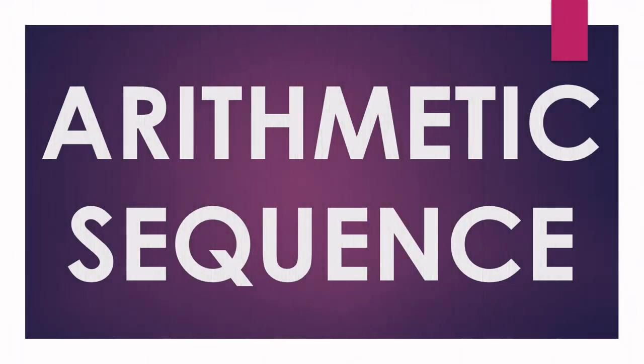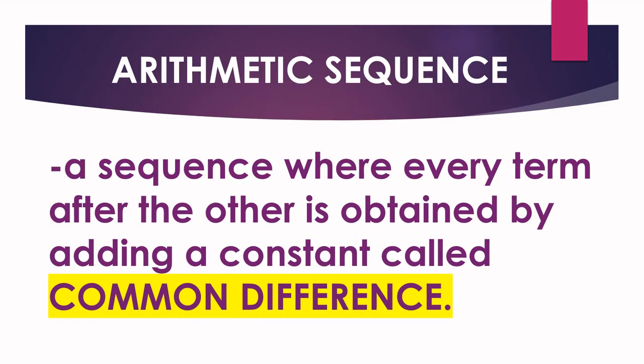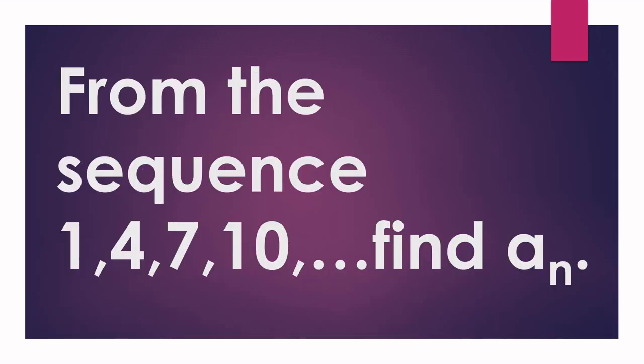Arithmetic sequence is one of the sequences that we are going to discuss. It is a sequence where every term after the other is obtained by adding a constant called the common difference. From the given sequence 1, 4, 7, 10, find a sub n, or the nth term.